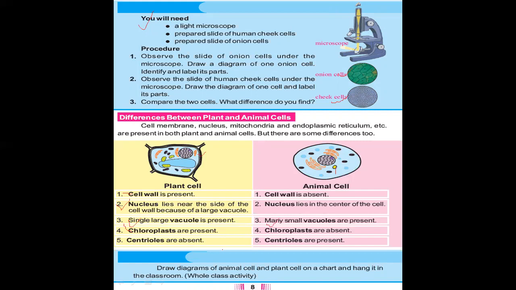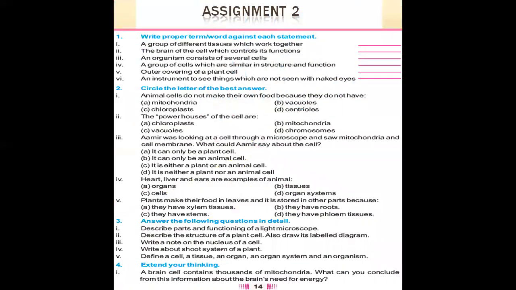So this is your home activity. You can draw the diagrams and practice drawing animal and plant cells. Okay, this is assignment number 2. As I have mentioned before, numbers 1 and 2 we will do at the end of this chapter, because they are from the whole chapter.